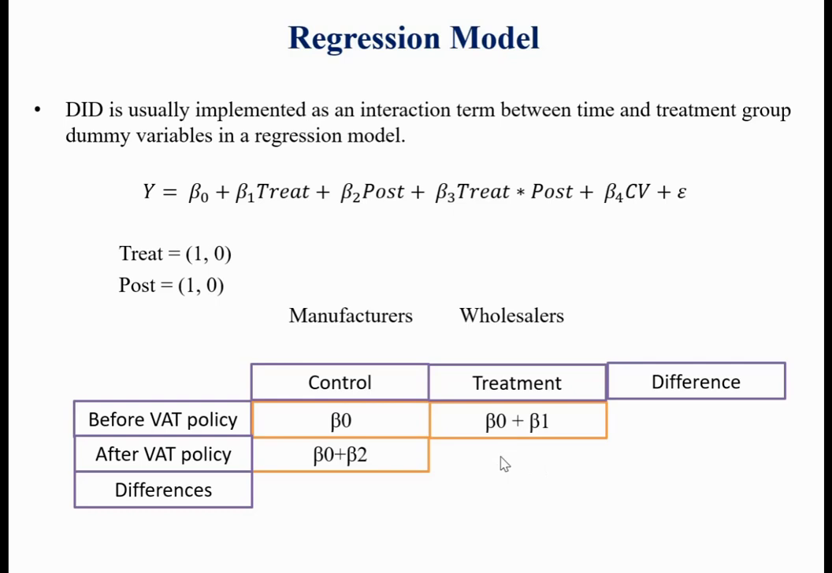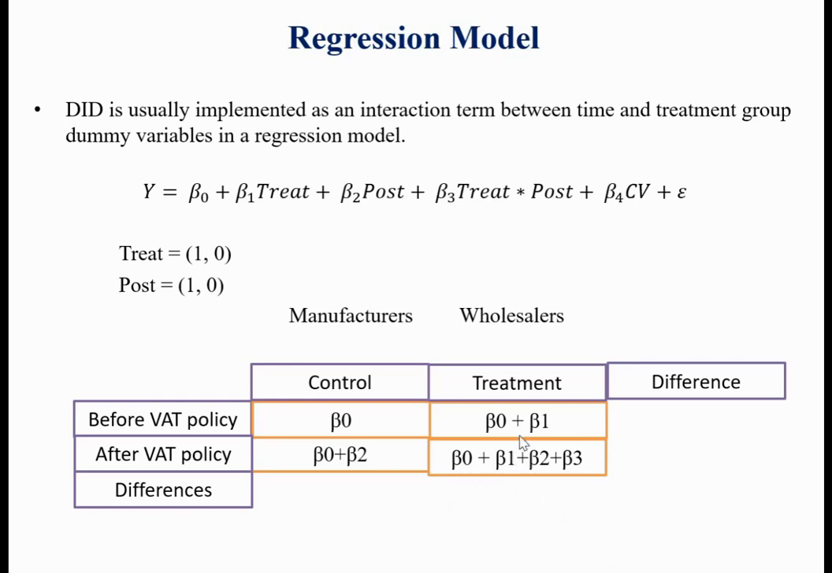And in this scenario, that is the treatment wholesalers after the VAT policy. So in this case, we have 1 and 1. So we have 1, 1, and then the treatment and the post interaction is also given. So we are going to have beta 0 plus beta 1 plus beta 2 plus beta 3. So in this case, then we need to establish the difference in difference.